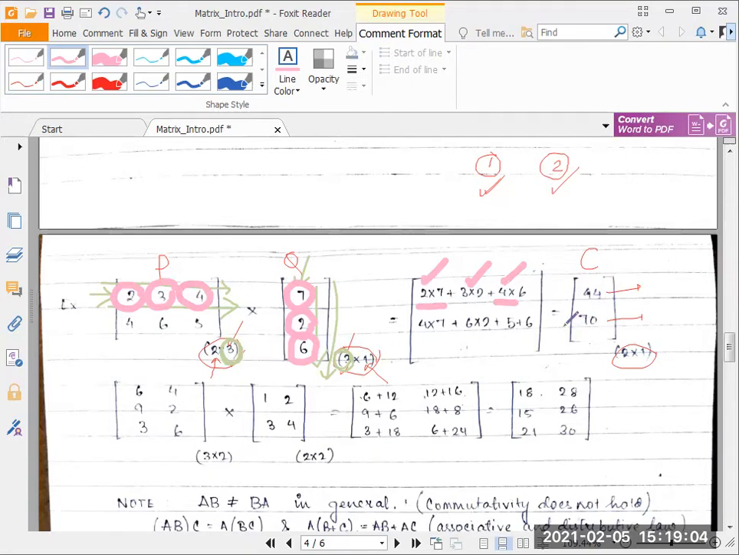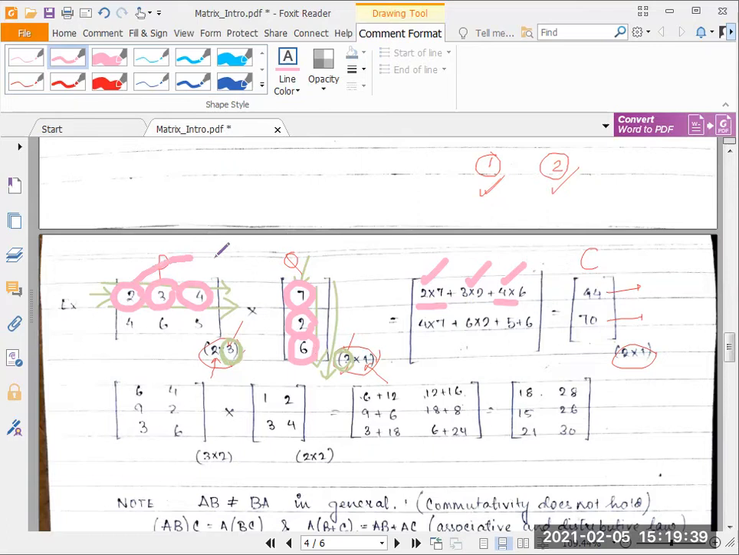Now, which are the elements that we form? We take one element from the first matrix and multiply that with the corresponding element of the second matrix. So this essentially incorporates both addition and multiplication. We first take this element, multiply it with its corresponding element, and keep it aside. Take the next element, multiply it with the corresponding element of the second matrix, and add it. Take the next element from the first matrix and the corresponding element from the second matrix, and add it.